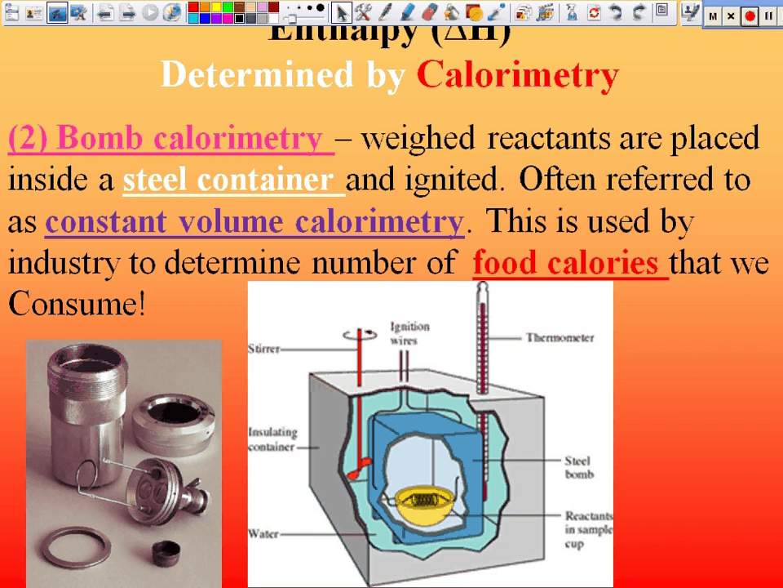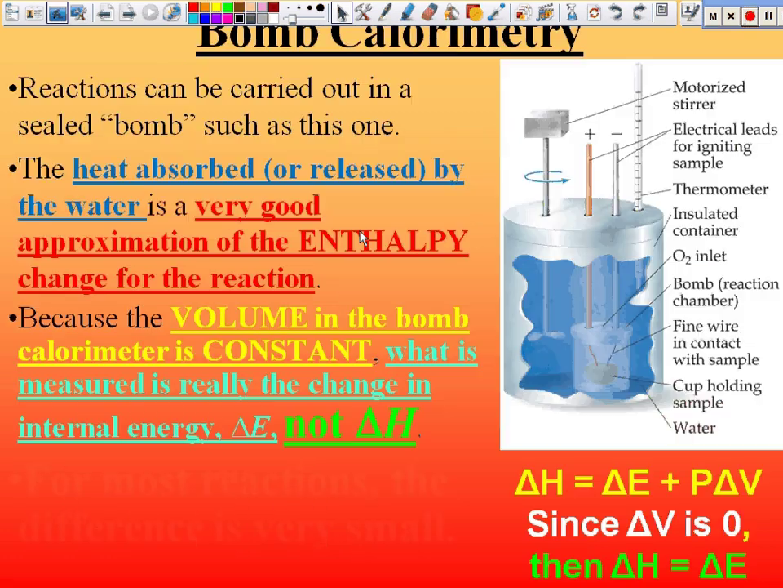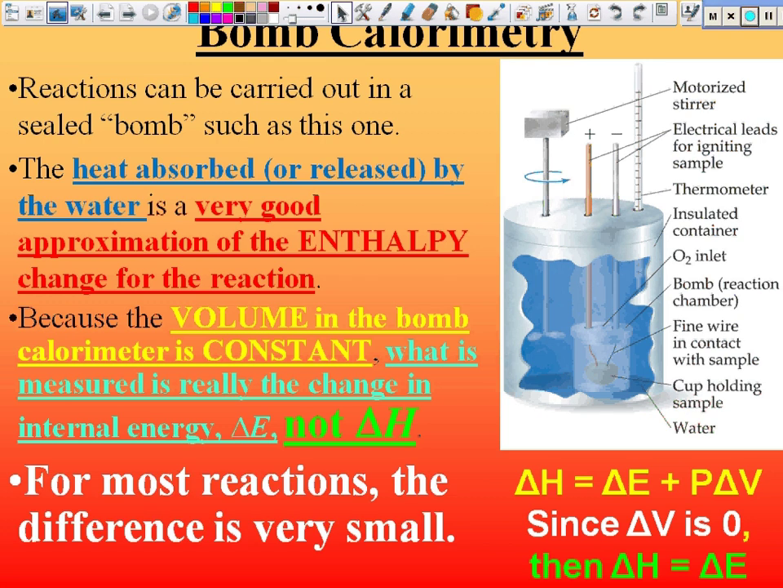And so what happened is they were able to determine the Q of the water, right? And then they were able to determine the number of calories. All right? So reactions can be carried out in a sealed bomb such as this one. The heat absorbed or released by the water is a very good approximation of the enthalpy change for the reaction. Now here's something I want to point out. This word right here.